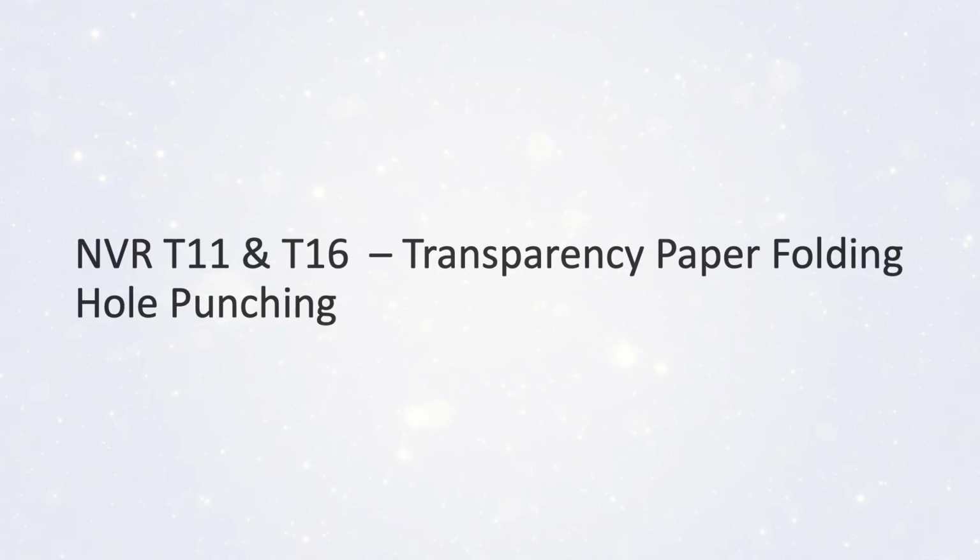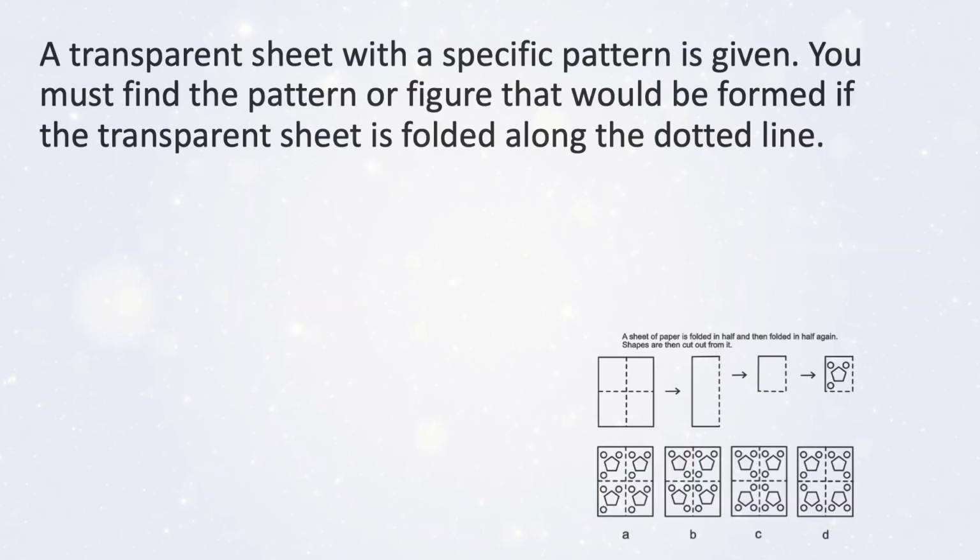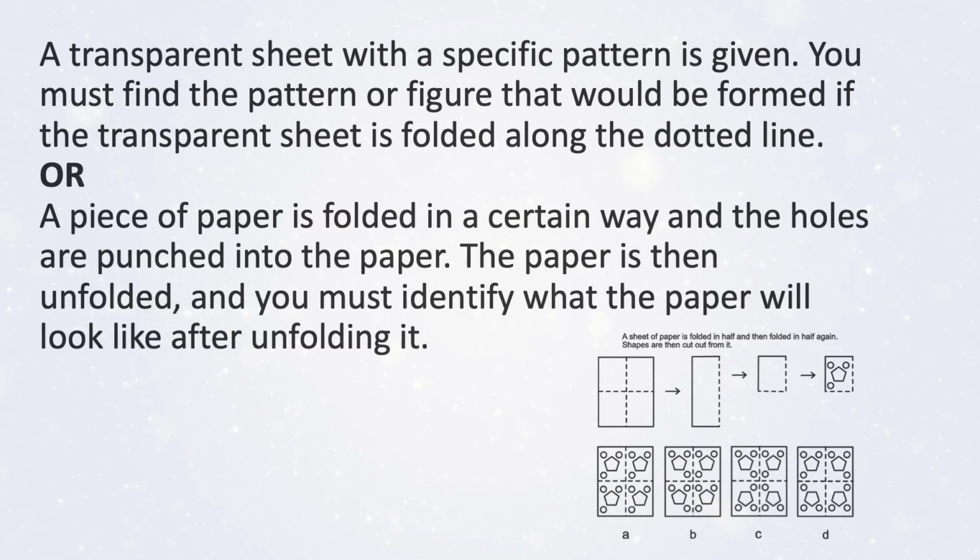Non-verbal reasoning, transparency, paper folding, and hole punching. A transparent sheet with a specific pattern is given. You must find the pattern or figure out what would be formed if the transparent sheet is folded along the dotted line. Or, a piece of paper is folded in a certain way and then holes are punched into the paper. The paper is then unfolded and you must identify what the paper will look like after unfolding it.